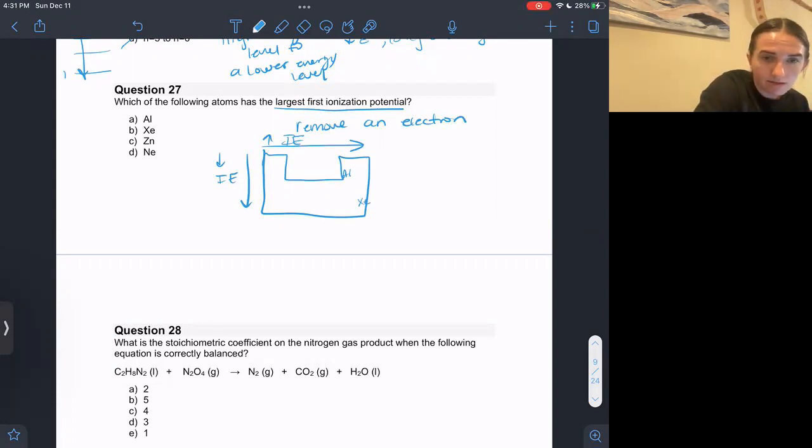Zinc is in the transition elements, so that's over here. And then neon is up here. Okay, so it's definitely going to be one of my noble gases, because noble gases are already at a full octet and they don't want to give up anything. But neon is smaller than xenon. So I'm decreasing my first ionization energy as I go down. So neon will have a harder time losing an electron since it's smaller. So D is going to be my answer choice here. Alrighty, happy with those.